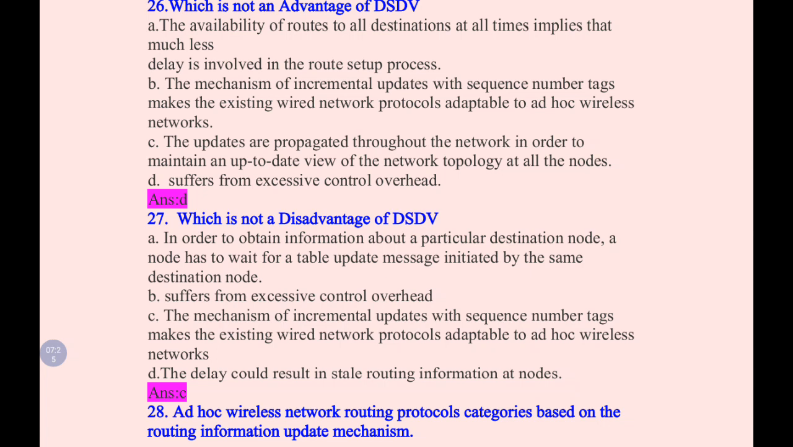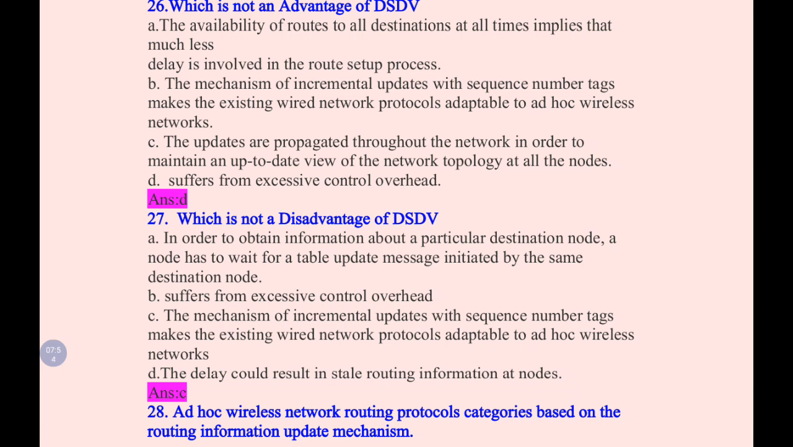Okay. And the third choice is, the mechanism of incremental update with sequence number tags makes the existing wired network protocol adaptable to ad hoc wireless networks. Okay. Fourth choice is, the delay could result in stale routing information at nodes. So here you should understand the question what they have asked is, this is not a disadvantage. That means you have to say the advantage of this DSDV network.